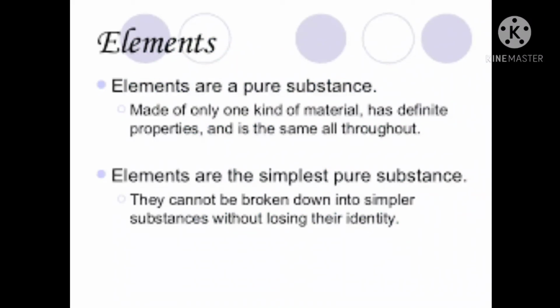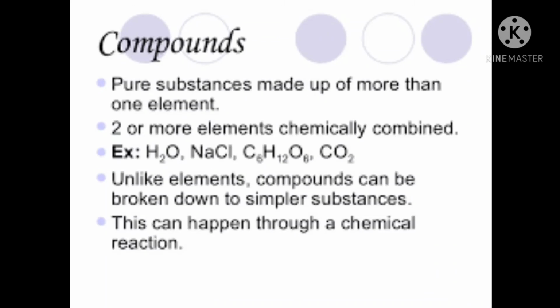And the pure substances are subdivided into elements and compounds. Elements are pure substances made of only one kind of material, have definite properties and are the same all throughout. And elements are the simplest pure substances. They cannot be broken down into simpler substances without losing their identity. And compounds are pure substances made up of two or more elements, and are formed through chemical reaction.